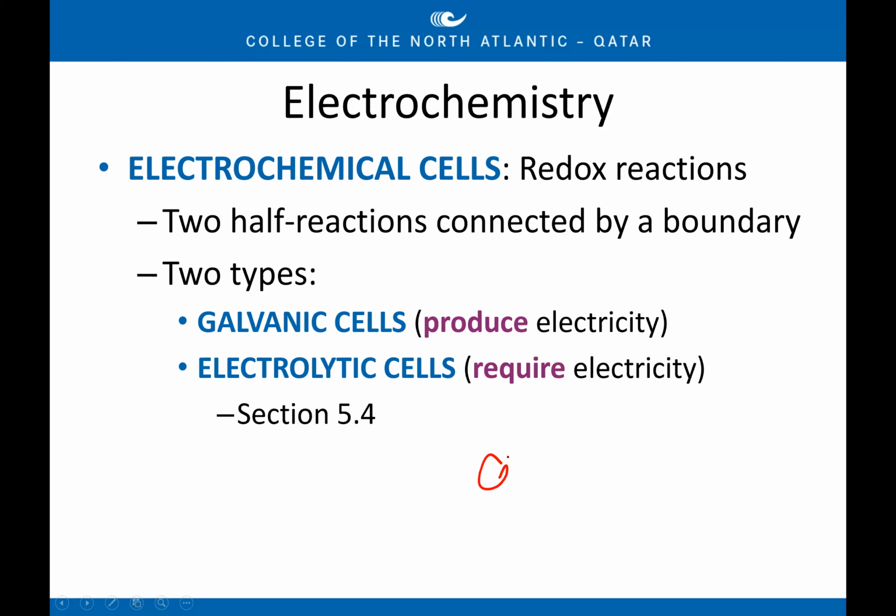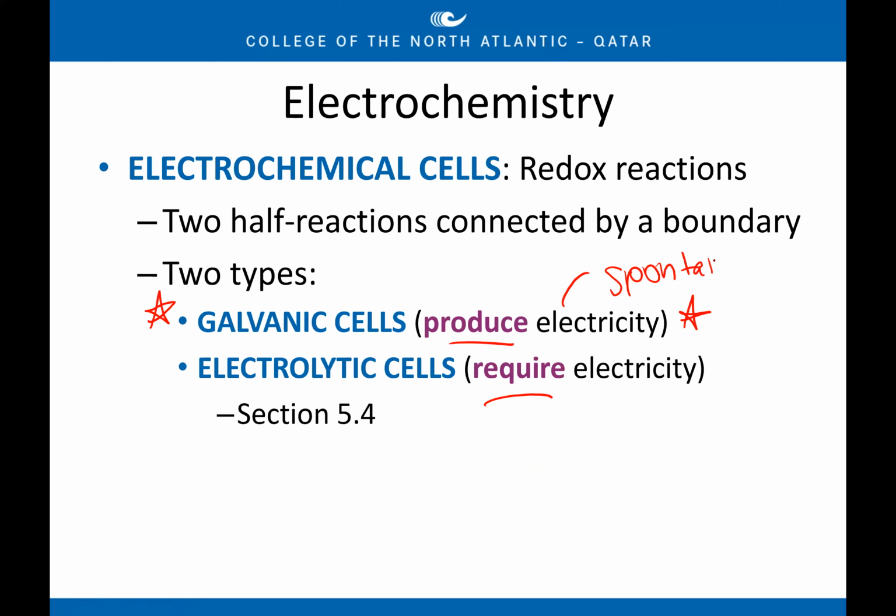So there's two types of cells. There's galvanic. These are the ones that produce electricity, and electrolytic. These are the ones that require electricity. So these are the most important in terms of like drawing.